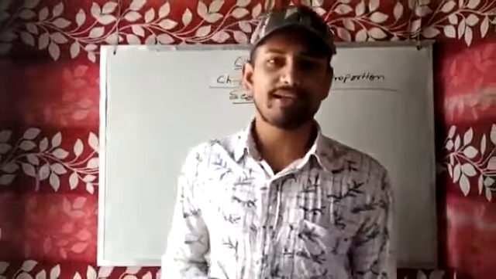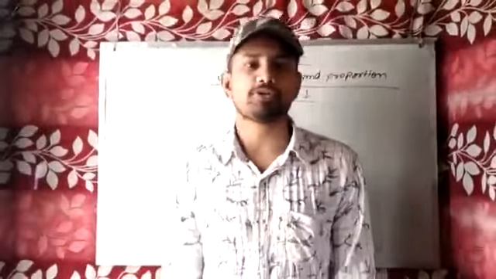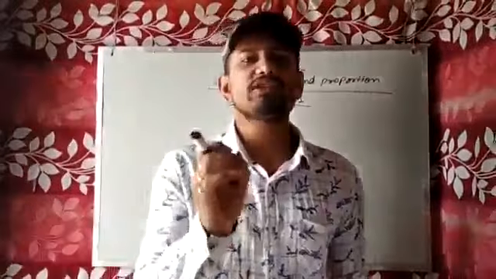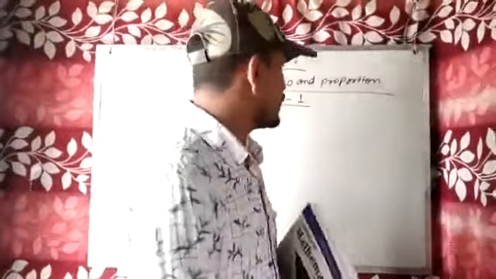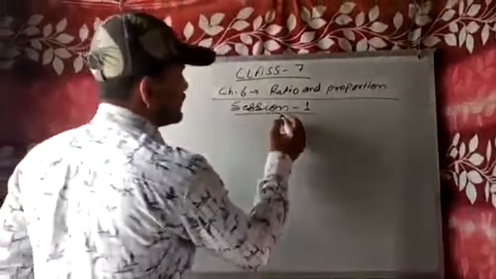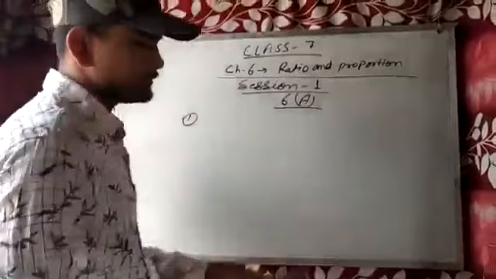So today I will start class 7 math, chapter 6, ratio and proportion. So what is ratio? Simply, ratio is a relationship with quantities. Okay, that means it's a relationship only. So today I will start exercise 6a. Question number 1.